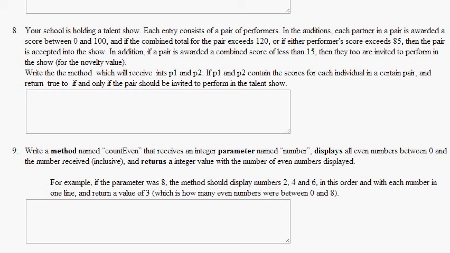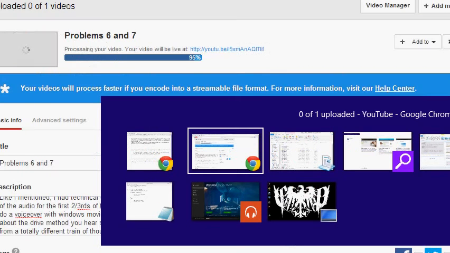In addition, if a pair is awarded a combined score of less than 15, then they too are invited to perform in the show for novelty value. Write the method which will receive ints P1 and P2, where P1 and P2 contain the scores of each individual in a certain pair, and return true if and only if the pair should be invited to perform in the talent show.